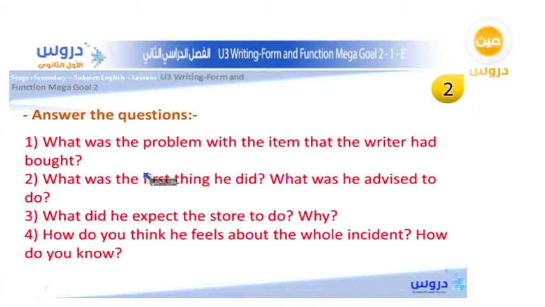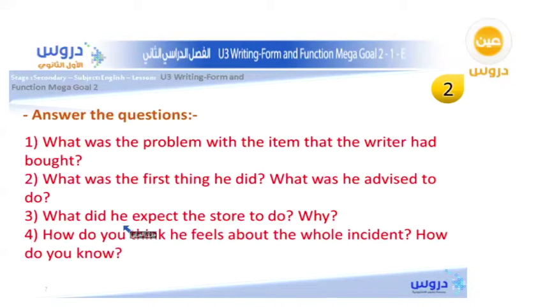So, number 1. What was the problem with the item that the writer had bought? I believe the problem was that his earphones were not connected properly. And the second one, what was the first thing he did and what was he advised to do? The first thing he did, he said, I called your call center or customer service department and they advised me to return it to the store. Number 3, what did he expect the store to do and why? Well, according to their promotional material, he expects them to take it back and refund him plus a voucher. Because it's mentioned in their promotional material.